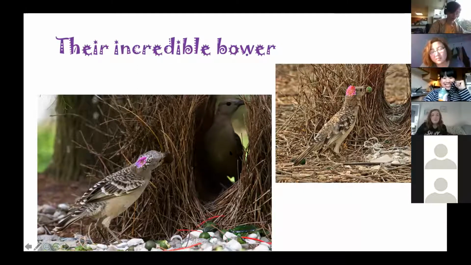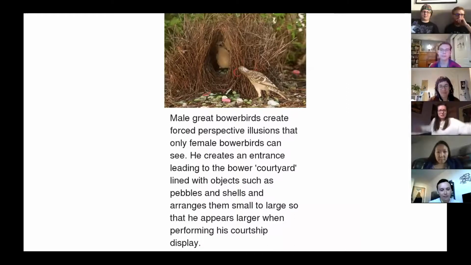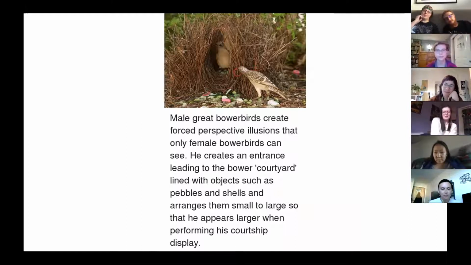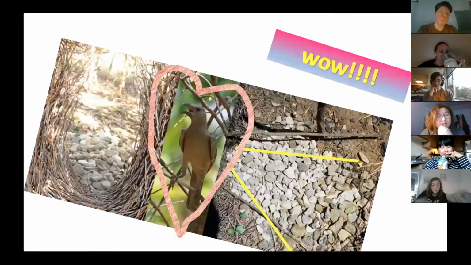Halfway through, I found this great thing that says exactly what I want to say, only it was already written out. But the male great bowerbirds actually create an illusion on the court in front of their bower by making the smaller objects be closer to the bower and the larger objects be farther away. Here, you shall see. Closer to the bower, they've got all these tiny little pebbles. Farther away, they've got big rocks and sticks and other stuff like that.